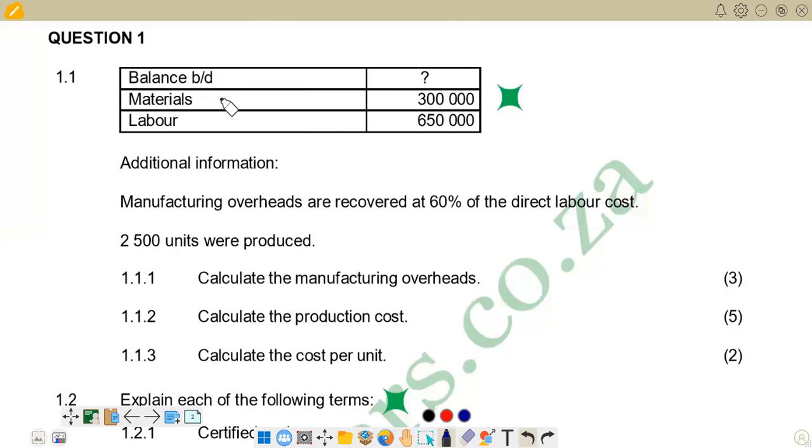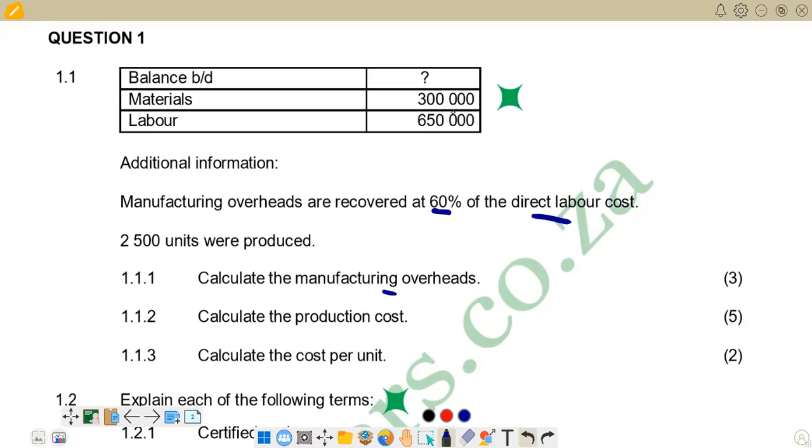It's a question mark, and then we've got materials 300,000, labor 650,000. We are also given additional information whereby manufacturing overheads are recovered at 60%. So this is the recovery rate, 60% of the direct labor cost. That's the key. And then we have 2,500 units which were produced. On the first part of the question, 1.1.1, it reads: calculate the manufacturing overheads. Right, so manufacturing overheads is the one that we want to calculate.